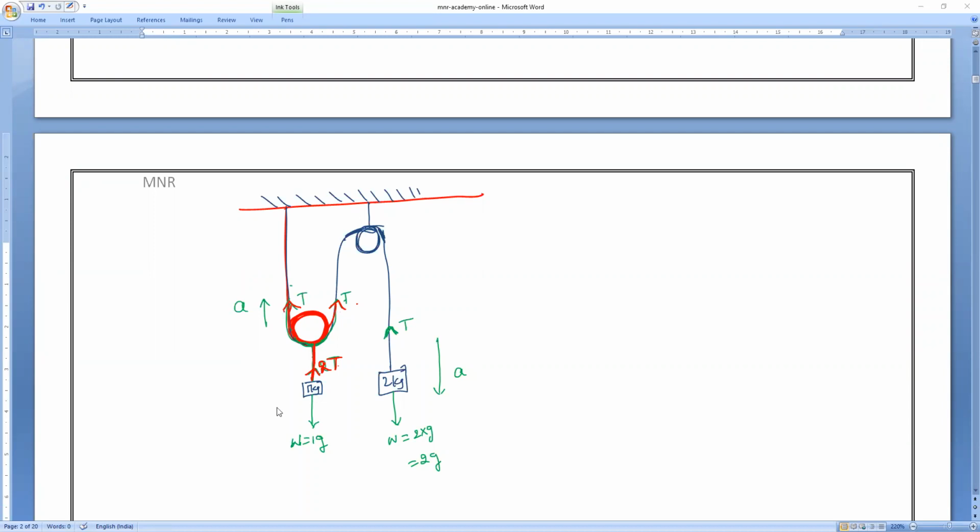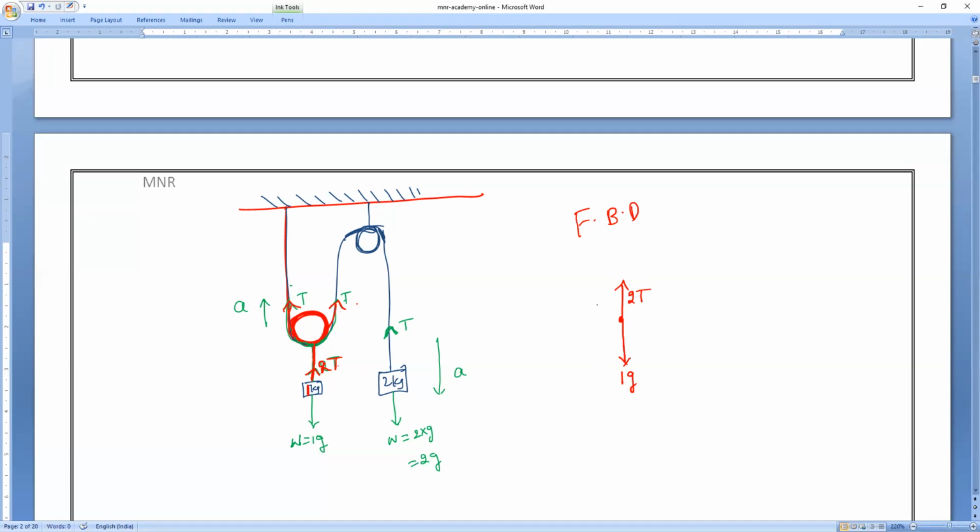Now, let us take the FBD, the free body diagram, of the first body. What is the first body? The 1 kg body. So let me take 1 kg and draw the free body diagram. What will happen? One force is acting upward. How much is it? 2T. Yes or no? And another force is acting downward, that is 1g. Clear, all of you?